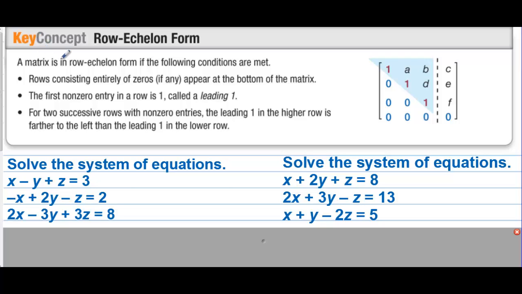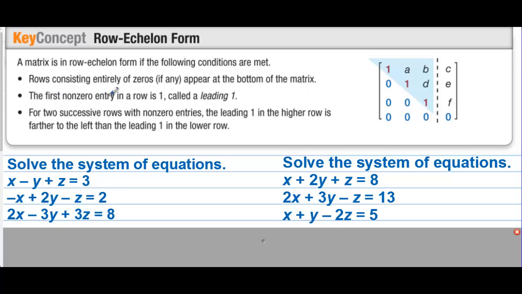A matrix is in row echelon form if the following conditions are met. Rows consisting entirely of zeros, if any, appear at the bottom of the matrix. So we're down here at the bottom. We have this bottom triangle. This bottom corner needs to be zeros.